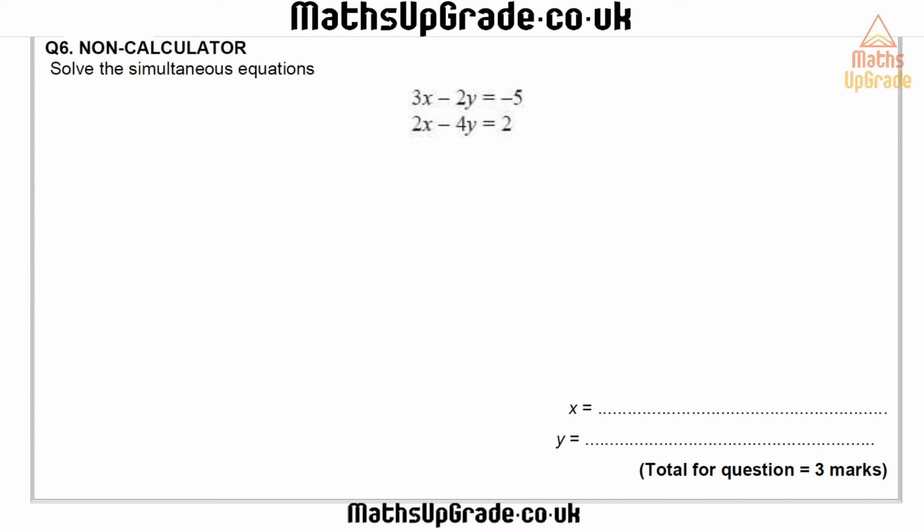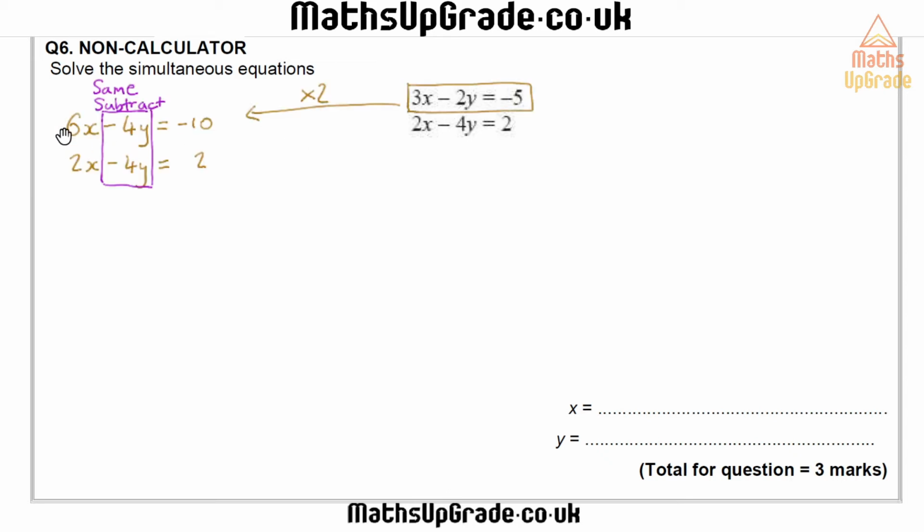In question 6, again I can notice I don't have the same coefficient in front of the x nor in front of the y. So I need to manipulate one or both of the equations. I'm going to choose the top equation here. I'm going to multiply it by 2, so then I'd get negative 4y. So I'll get 6x minus 4y equals negative 10.